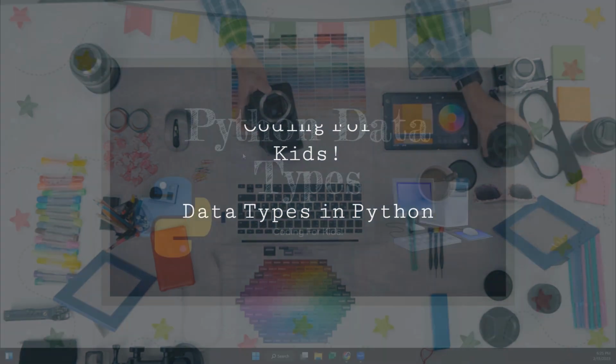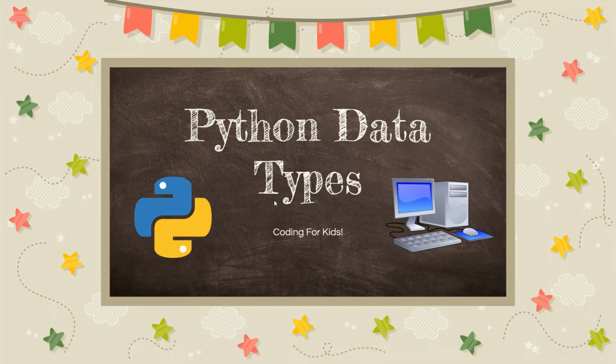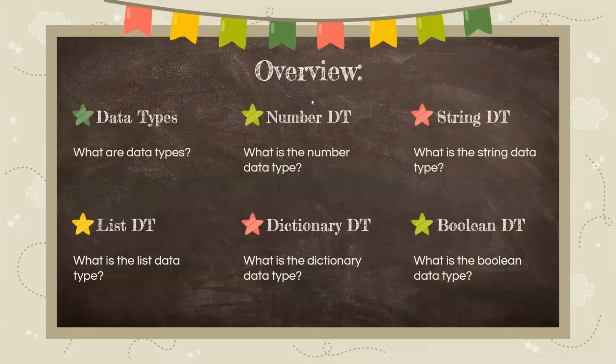Today we are going to be learning about Python data types. So let's get started. First, we are going to be going over the overview of today's video. First, we're going to be learning about data types in general. So what are data types? Then we're going to be going over the number data type. So what is a number data type? Then the string data type. Then we're going to be going over the list data type, then the dictionary data type, and finally the Boolean data type.